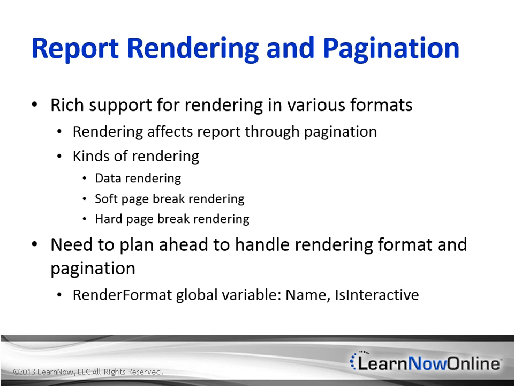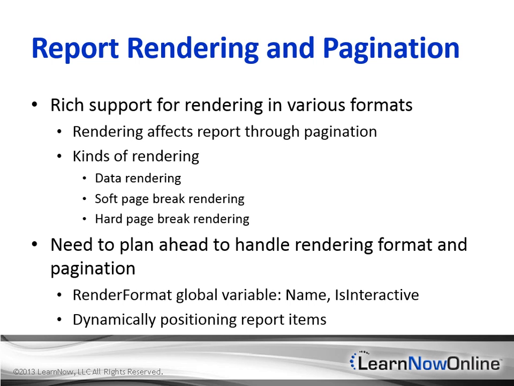One way to do that is with the render format global variable, which has two properties, name and is interactive. You can use these properties in expressions to set various report formatting properties to handle various rendering formats. Again, essentially, you're checking the value of those properties and then doing something different within an expression in order to handle the different rendering format. And then there are other tricks that you can use as well.